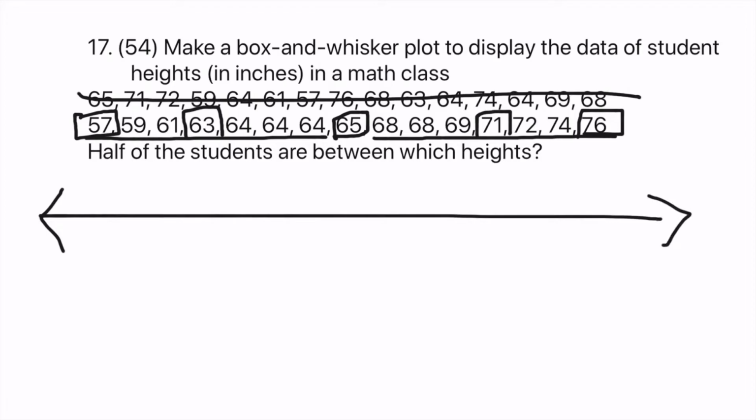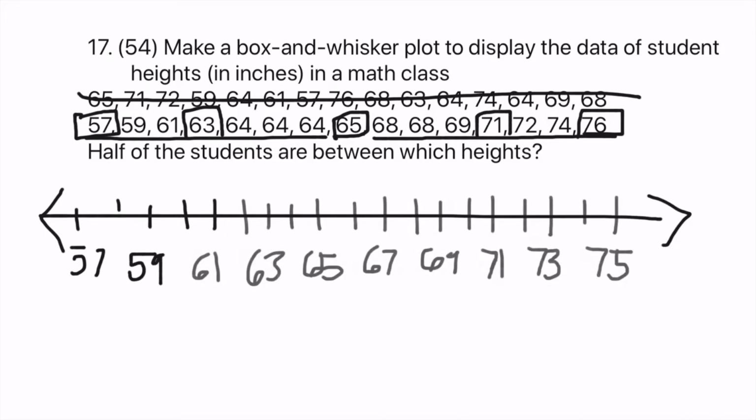So I'll put my number line here. I'm going to start with 57, and I'll just write down the odd numbers. Okay, so I made my number line. Now I'm going to draw a line above 65 because that's my median. I'm also going to draw a line above 63 because that is my lower quartile. And then 71 is my upper quartile. And I make a box out of these 3 numbers.